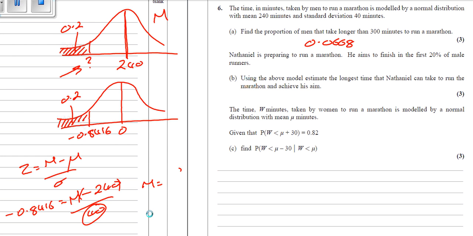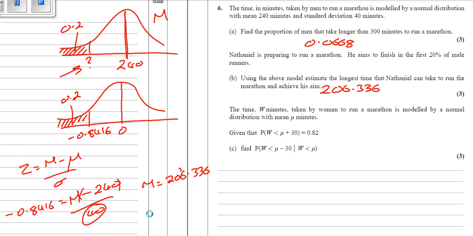So if we do that, we do minus 0.8416 times 40 plus 240, and that gives us 206.336. So that's it. That is the time that Nathaniel needs to finish it.